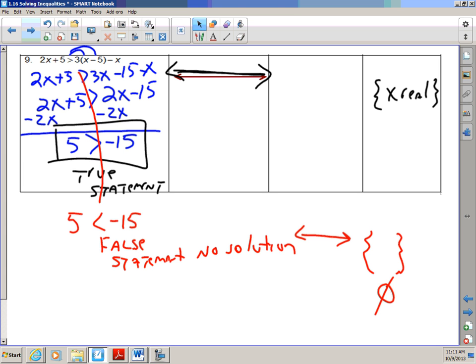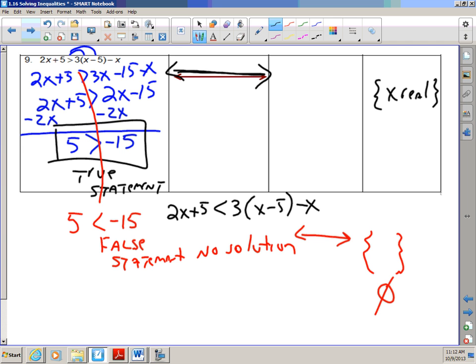If the inequality were reversed, meaning it's a different problem, okay? All I'm doing is now saying, suppose the original inequality were this way, then that would have left you with this statement, which is clearly false, which means there is no real number that would work in this scenario.